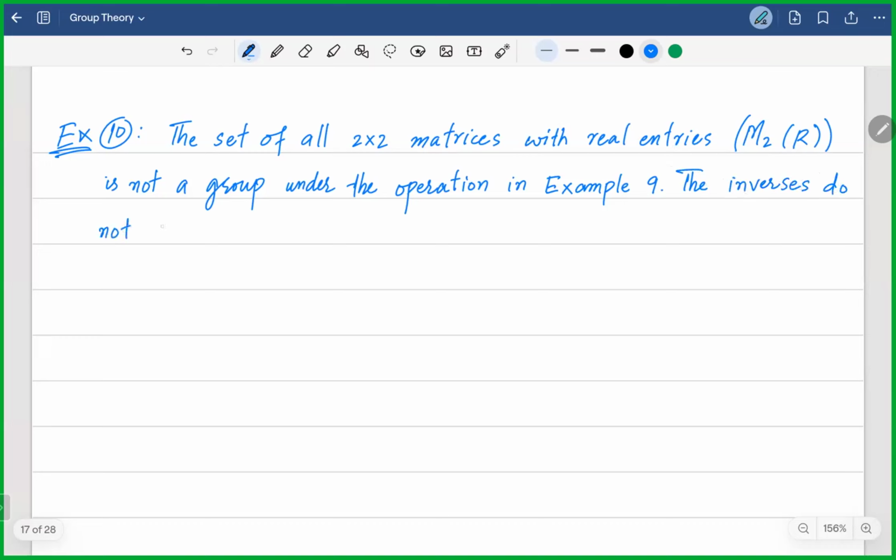Although 1 and 3 have inverses, the elements 0 and 2 do not, because if you multiply 1 with 1, you will get 1. Multiply 3 with 3, you would get 1.